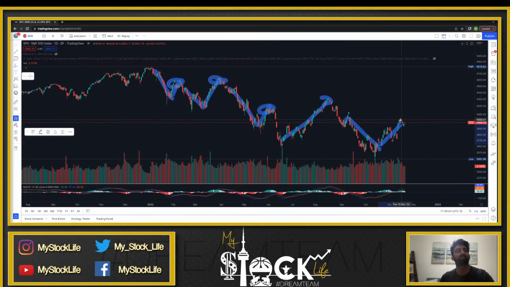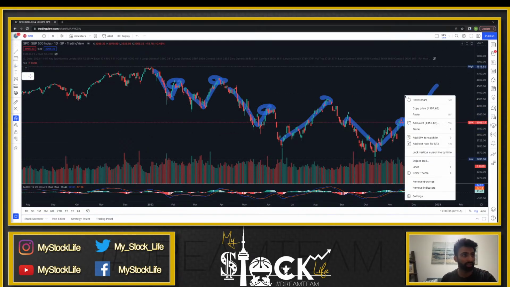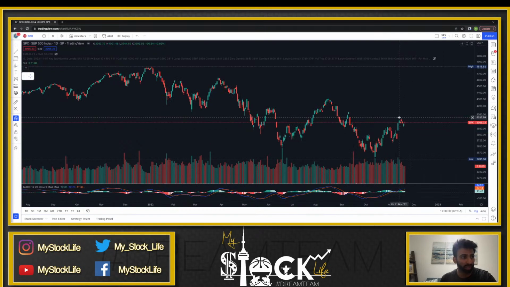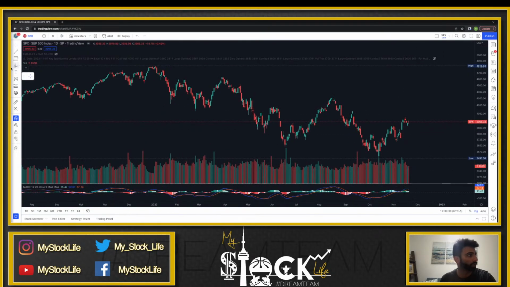The question is, how long does this consolidation take place? Does it consolidate here, we go up, and then we consolidate here again? Do we go up or down from here? It's very hard to tell. So I'm simply waiting here to see which way the market is going to go.